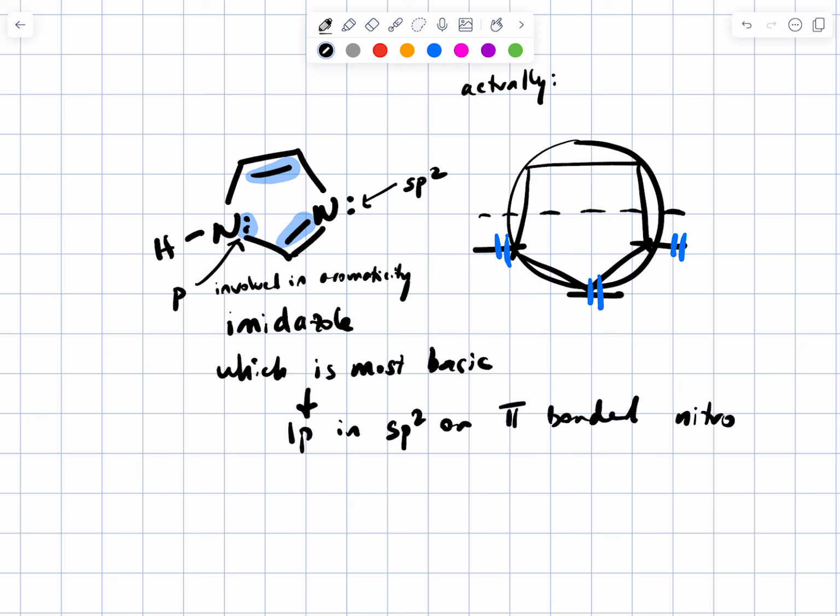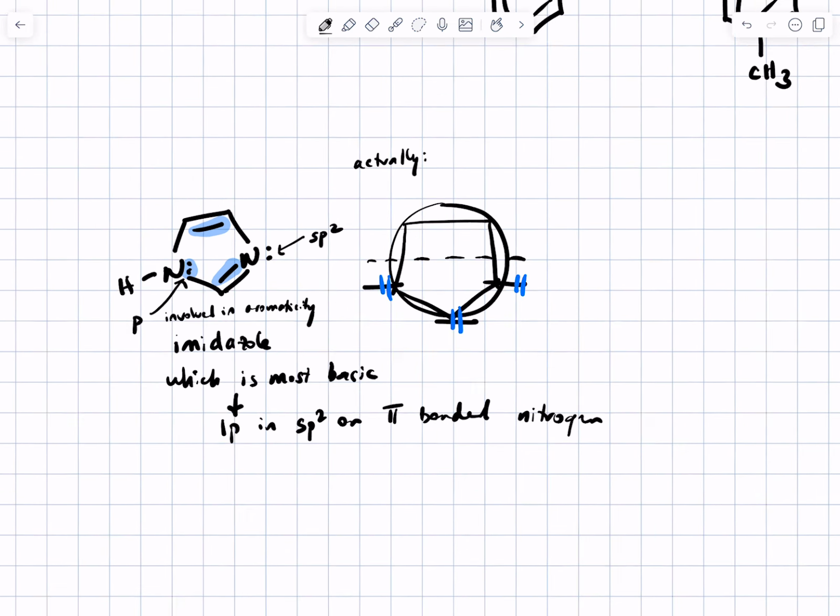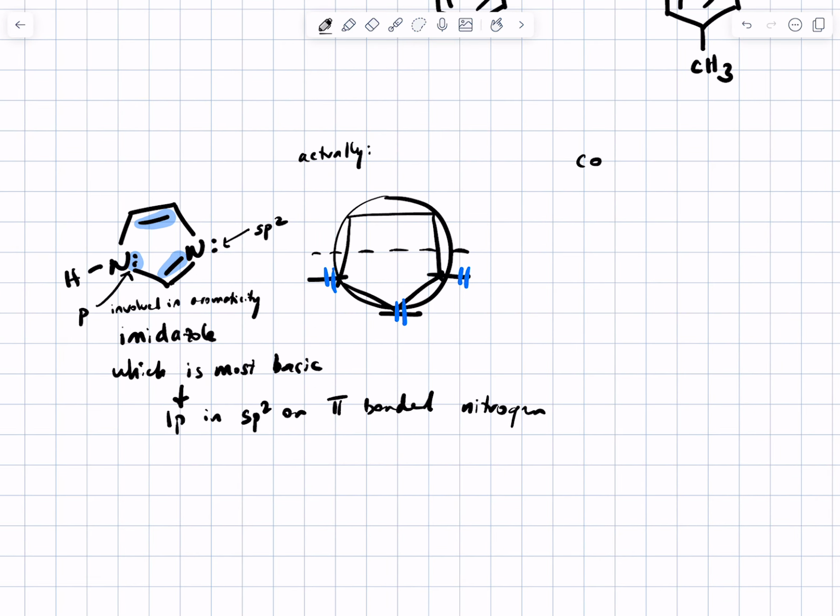That's a multi-layered argument. If you just memorize one fact, you're going to get it wrong. Okay? The lone pairs in the sp2 orbital that are orthogonal to the pi system are the most basic lone pairs in that molecule. The other lone pair is actually in a bonding orbital that's involved in aromaticity. Okay? The other way you can reason your way through this is to consider the conjugate acid.